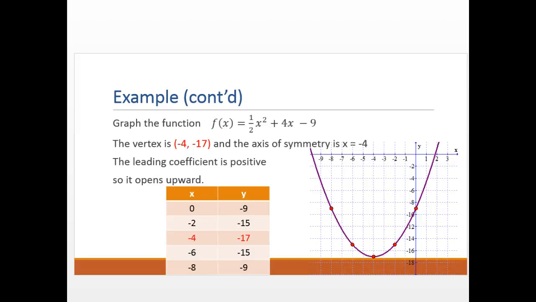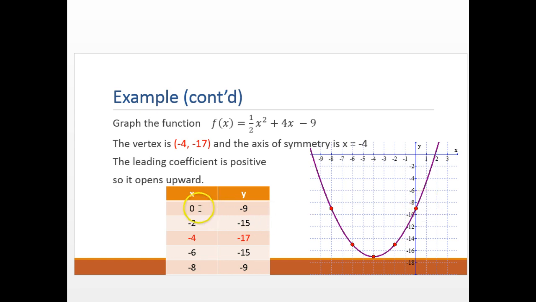Alright. Let's graph this function. f(x) = 1/2 x² + 4x − 9. The vertex we know is (−4, −17), and the axis of symmetry is x = −4. We know the leading coefficient is positive, so it opens upward. So I can plot my point for my vertex, and I know it opens upward like this. I also know this point, the y-intercept, (0, −9).